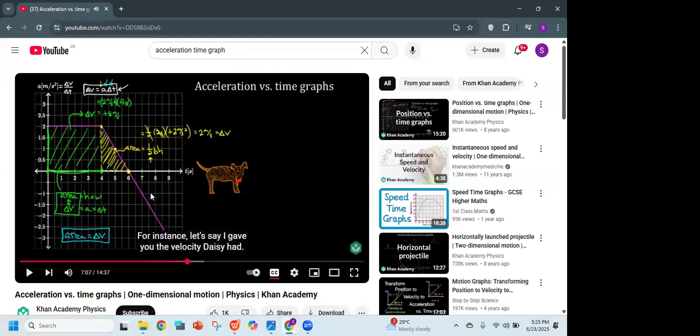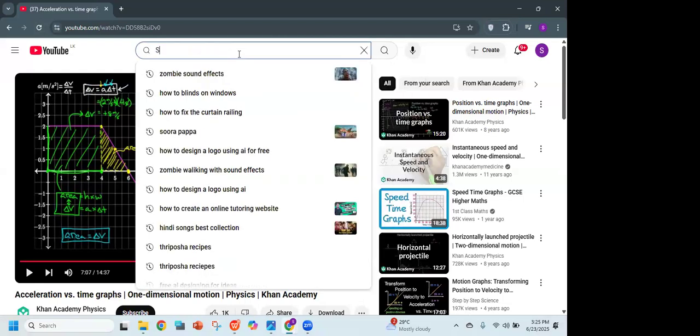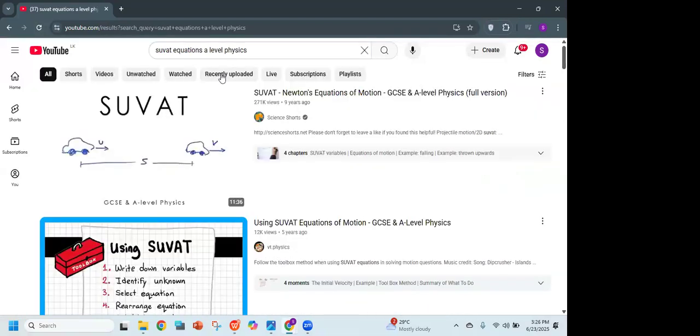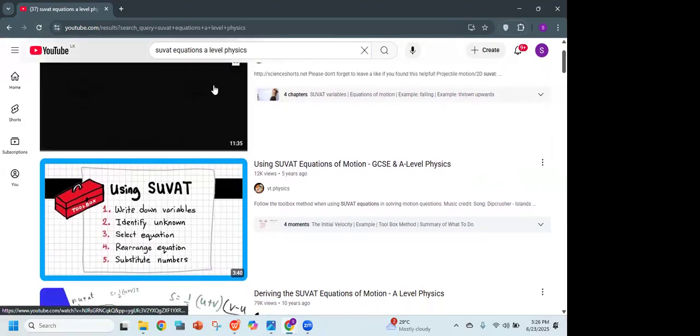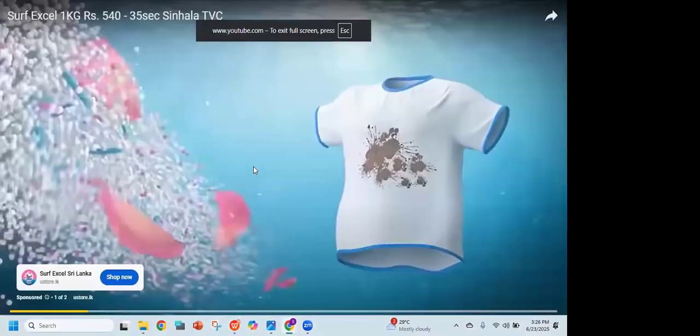So is that clear? That is the third graph that we had. So that is what we have in an acceleration time graph. Okay, so we looked at that. Just to give you an introduction to the SUVAT equations also, we just put them in an order and we call it SUVAT for convenience.